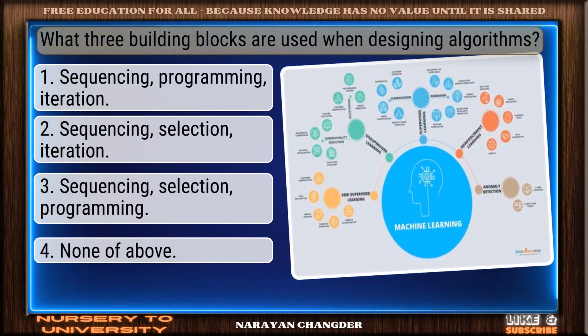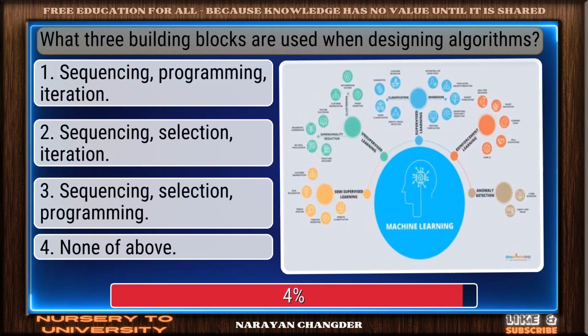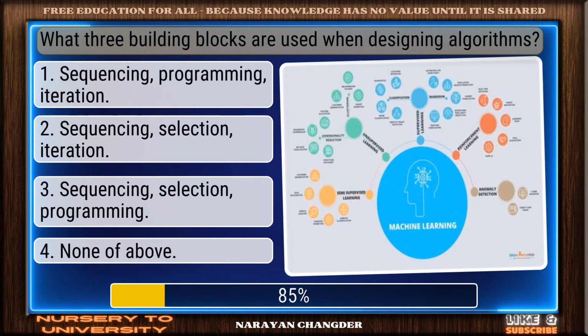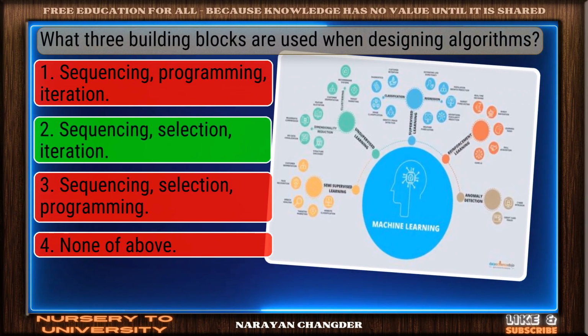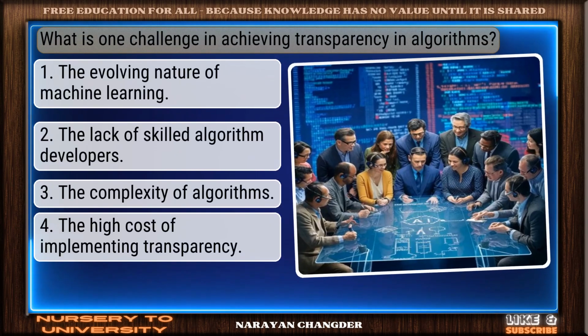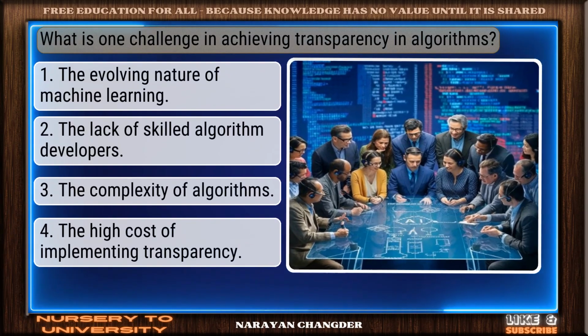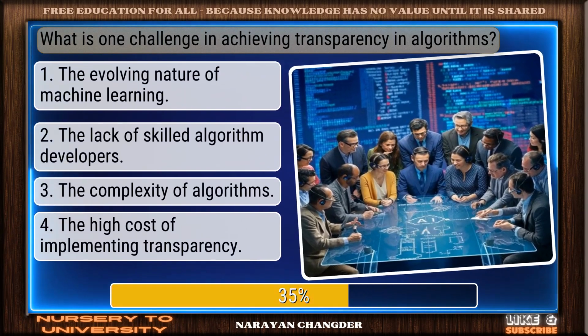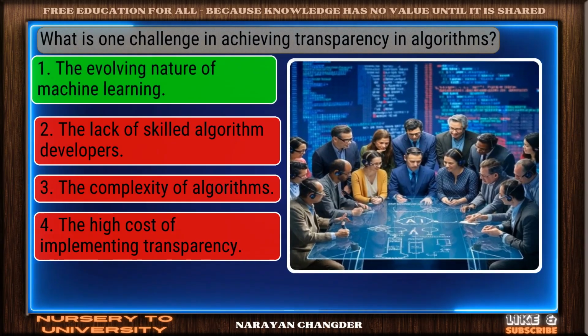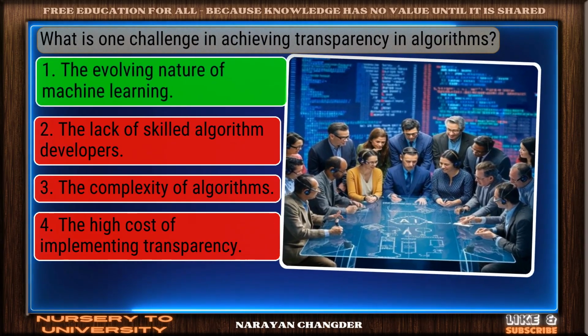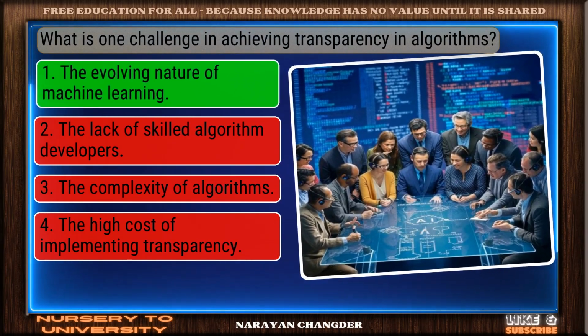What three building blocks are used when designing algorithms? Valid point. Sequencing, selection, iteration is true. What is one challenge in achieving transparency in algorithms? Smart move. The evolving nature of machine learning is an accurate answer.